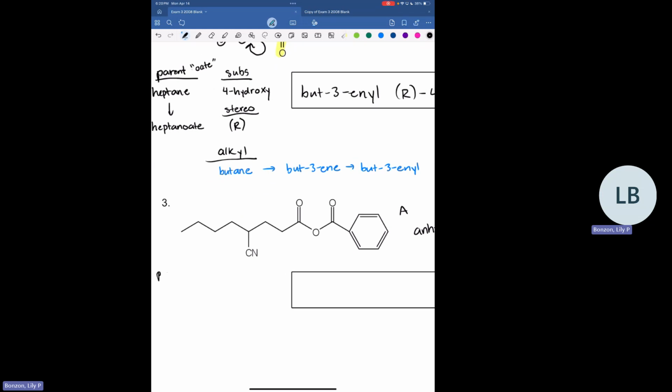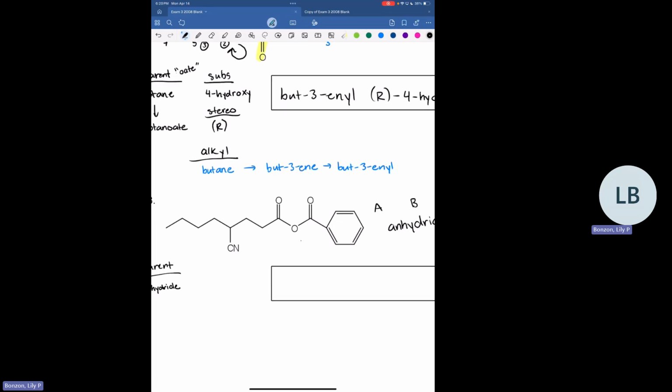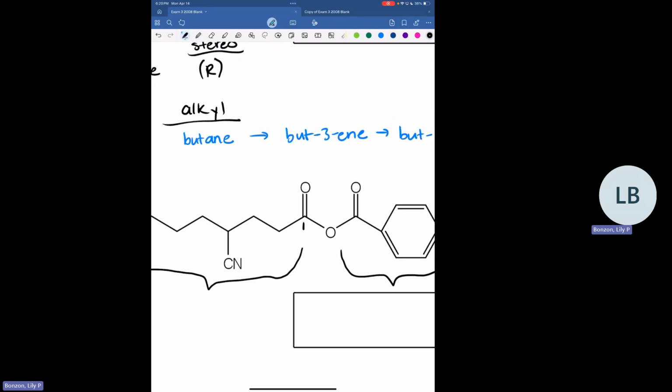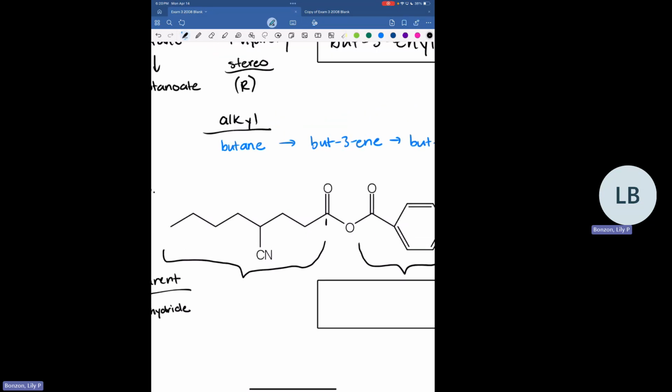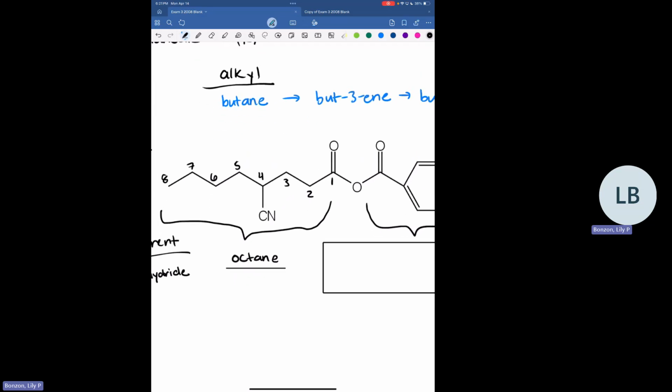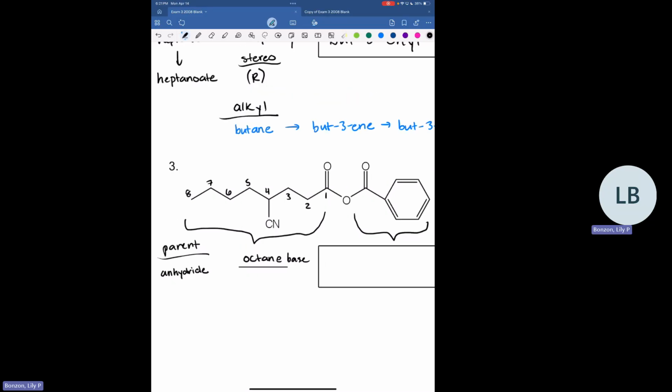So our parent, I'm just going to put anhydride. Okay. And so then this part is going to be one half, and this part is going to be our other half. All right. So starting with this left half, again, our carbonyl is going to be our number 1 carbon, and we're just going to go down the chain from there. All right, so we have an octane piece. So I'm just going to label this as my octane piece so I know what I'm talking about. All right, so I have my octane base.